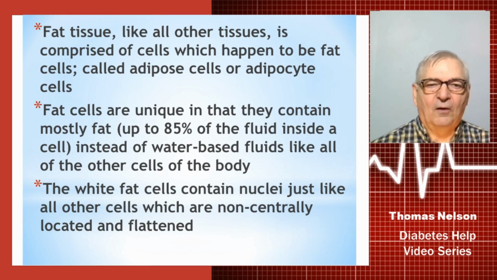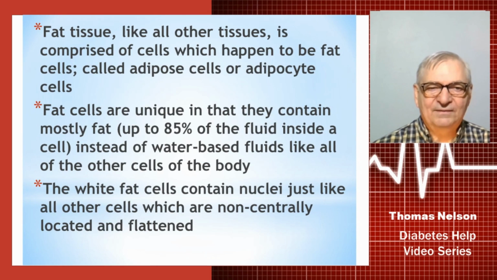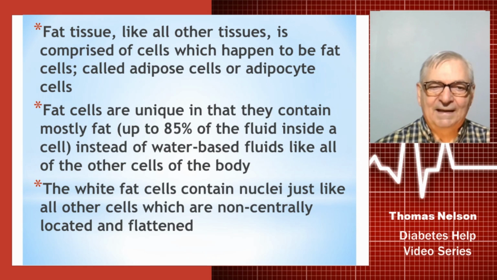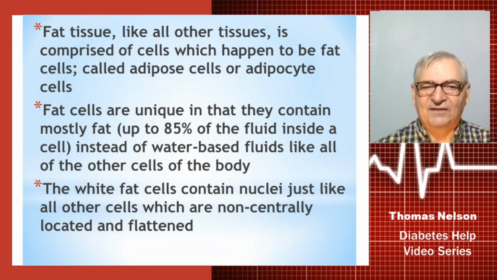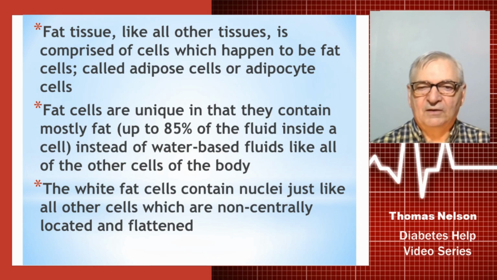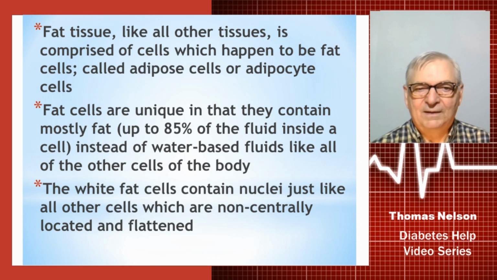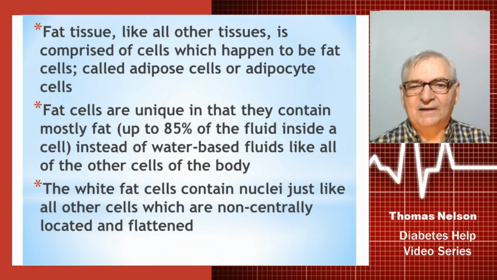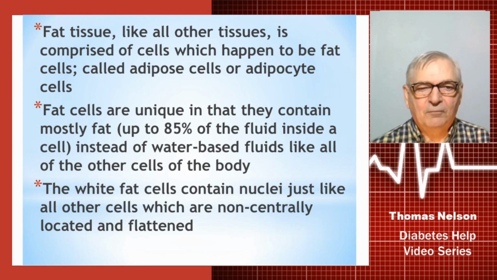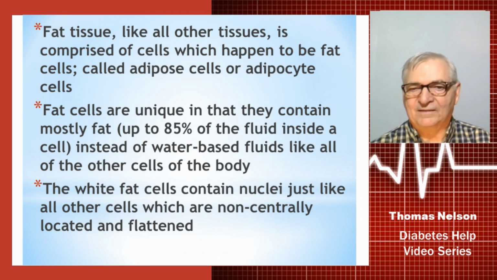So fat tissue, like all other tissues, is comprised of cells, which happen to be fat cells, called adipose cells or adipocyte cells. Those fat cells are unique in that they contain up to 85% fat as the fluid inside. You may recall in earlier videos on cellular basics that the other cells in your body and your other tissues have up to 80 to 85% water inside those cells. So these are unique in that mostly fat is stored inside.